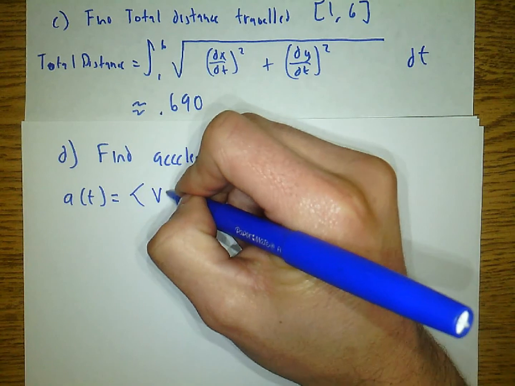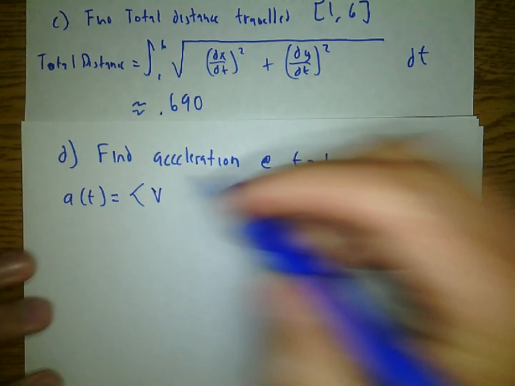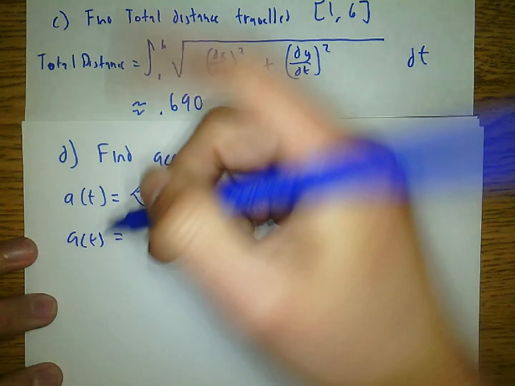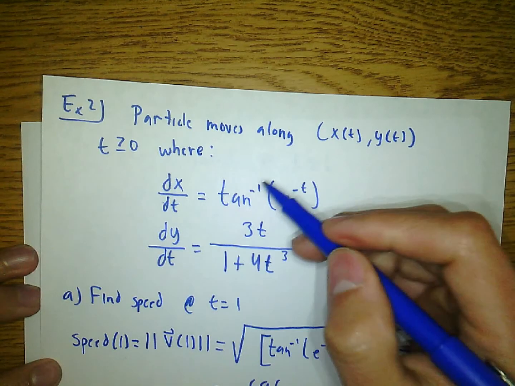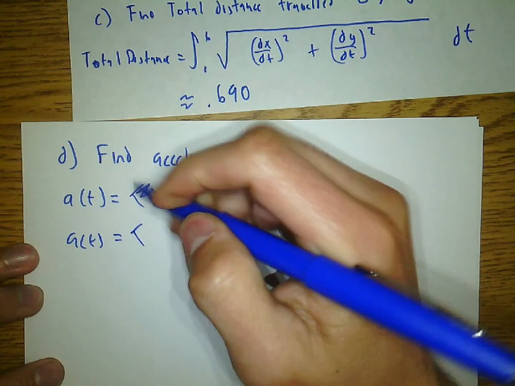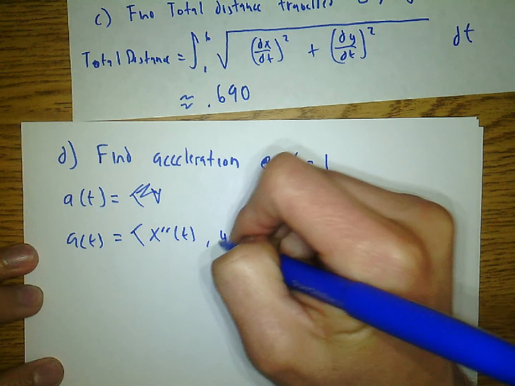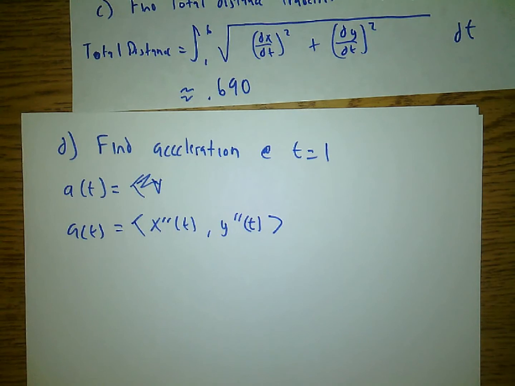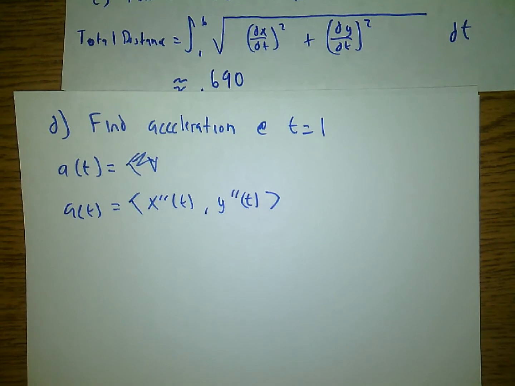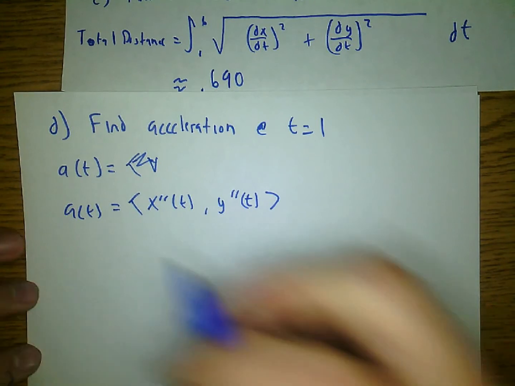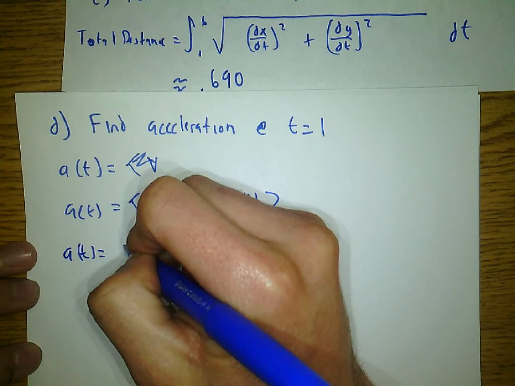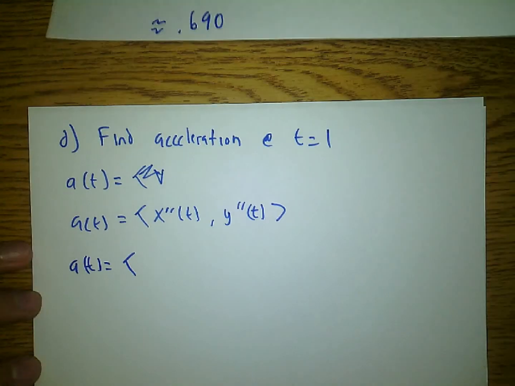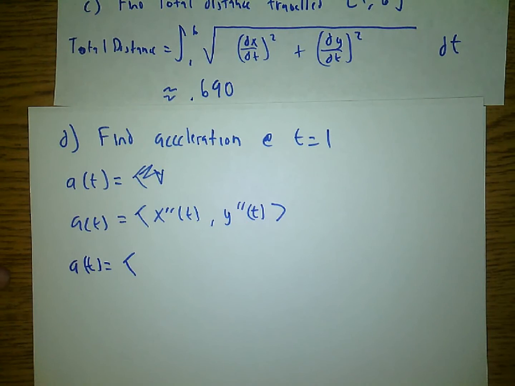So would you say then that the acceleration would be equal to v prime? Because they have it in terms of dx/dt, I can actually say x double prime and y double prime. Is that fair to say? So how do I do this? You tell me. Just find the derivative of inverse tan of e to the negative t, and the derivative of 3t over 1 plus 4t cubed. What is the derivative of inverse tangent of e to the negative t?